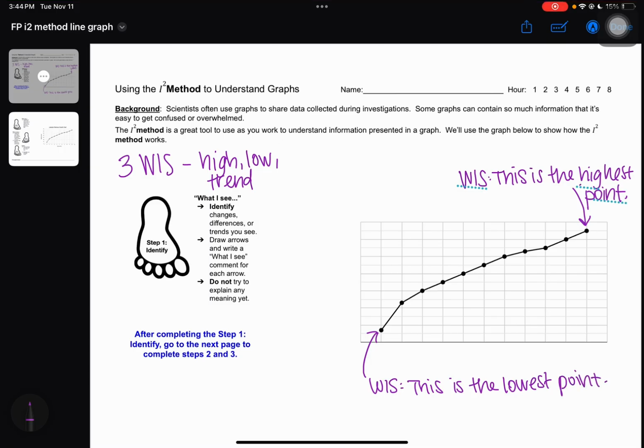So I found the high, I found the low, and now I need to look at the overall trend. Remember, we always read trends from left to right. If I'm looking at this line graph, and if this is my little finger person, like I showed you in class, I'm bopping along this line. What direction am I going? Up. I'm going up the line. So my trend is going to be increasing. WIS, the trend is increasing.